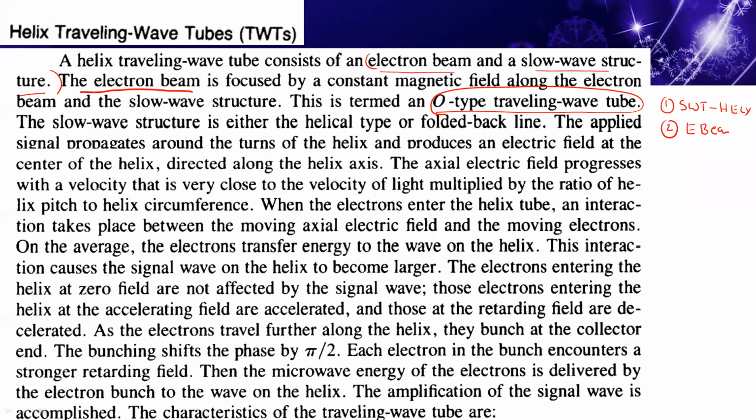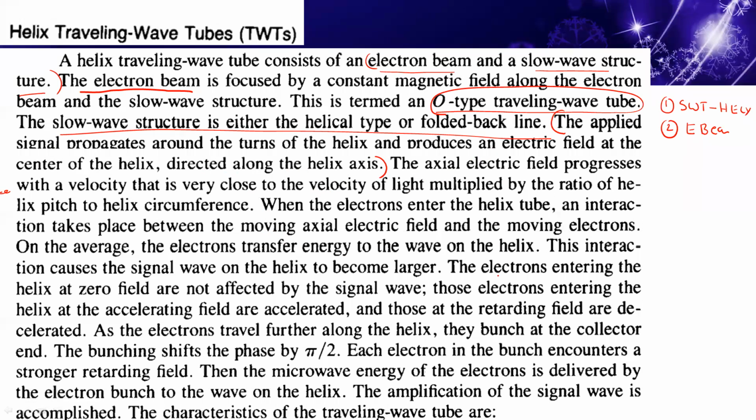Another important point I mentioned: the slow wave structure is either helical or folded backward line. Here we have not implemented any backward line concept. This is only a helical type. The applied signal propagates around the helix and produces an electrical field at the center of the helix, directed along the axis. So this is the main principle of the traveling wave tube.